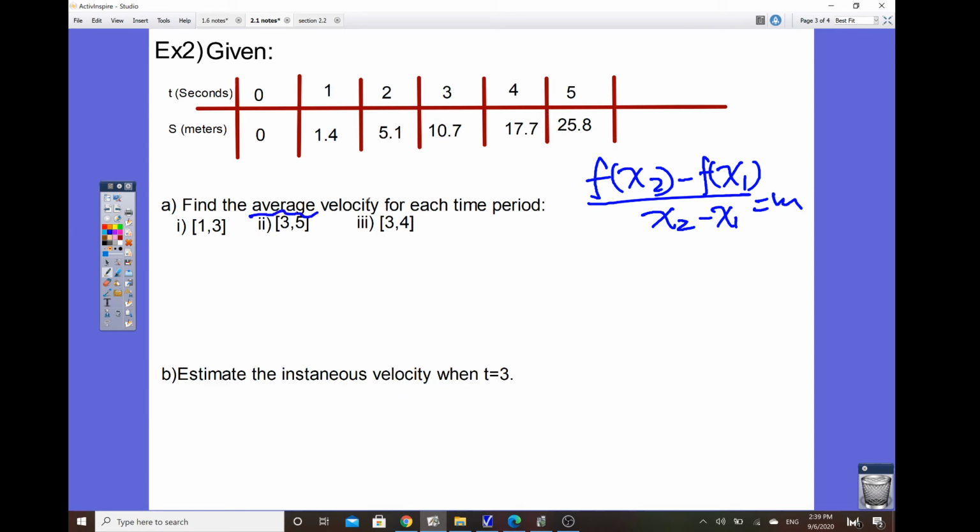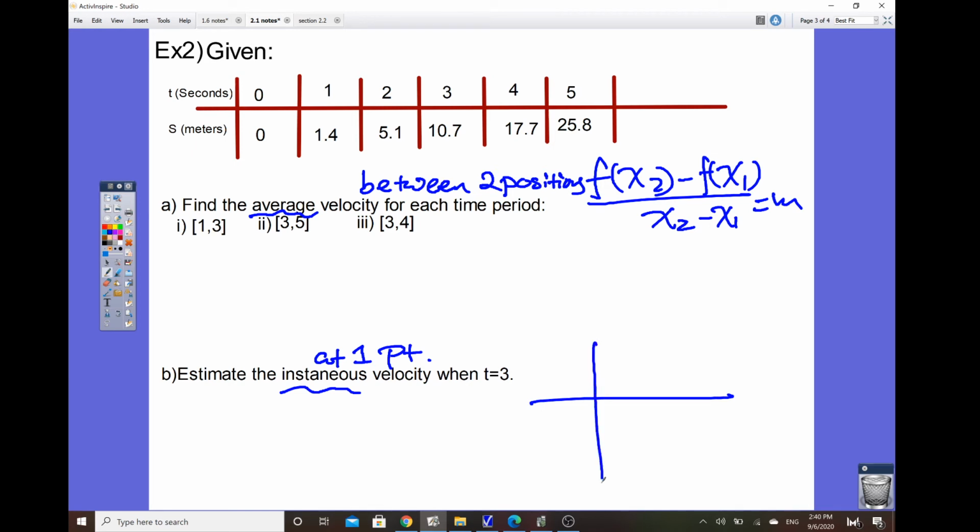Again, average means the velocity between 2 points, or 2 positions. And instantaneous means the slope at 1 point. Okay, so that's the big difference here. So again, if you do have a graph, like the one that I drew earlier, that was the parabola. So let's say we do have a random curve, and you want to find a slope in between these 2 points.